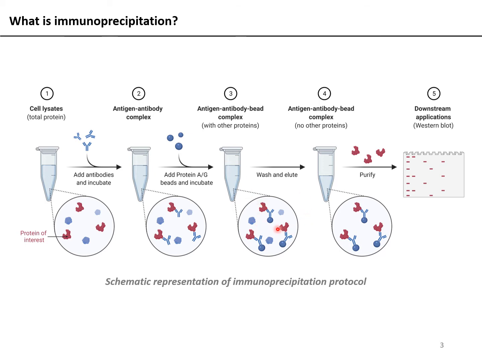Now you wash and elute. In the washing step, you remove the excess unbound proteins or anything that was non-specifically sticking to your antibody. And then you elute your protein. Why do you elute? Elution is required to separate your protein of interest from these antibodies which are bound to the beads. And once you have your purified protein, you can simply run it on a gel, do a Western blot, or you can simply visualize it directly by Coomassie staining.